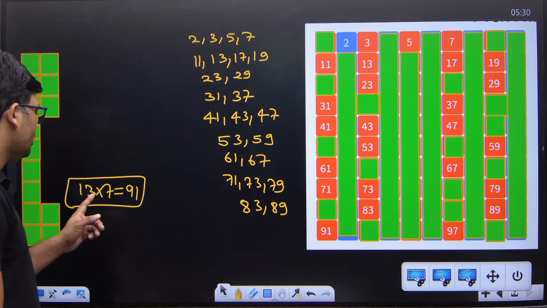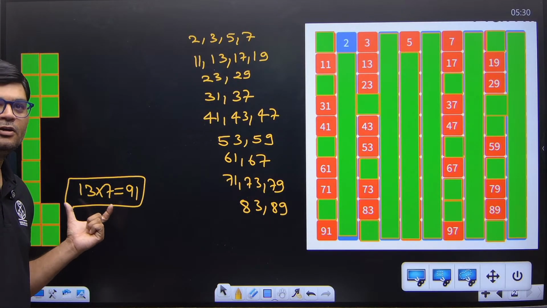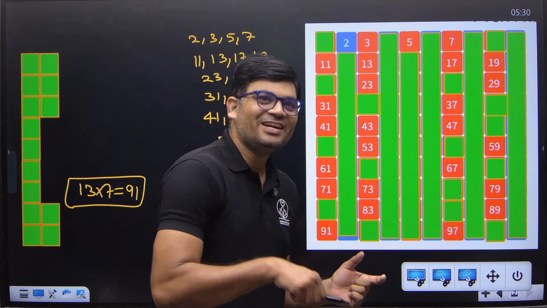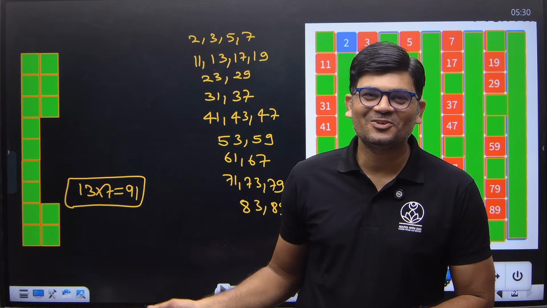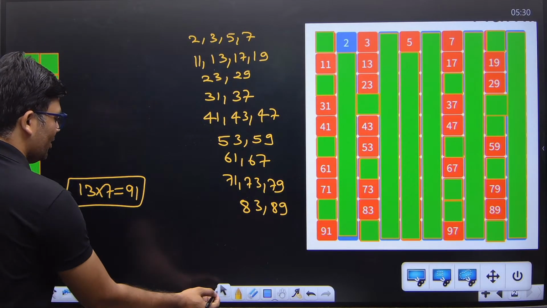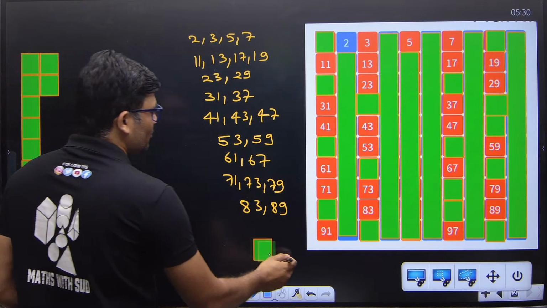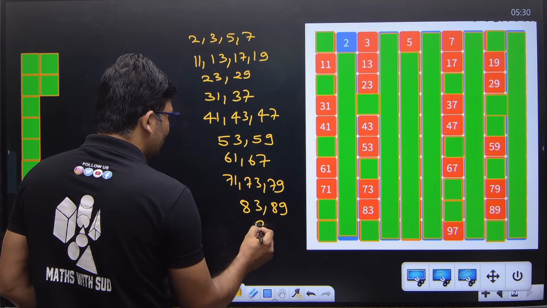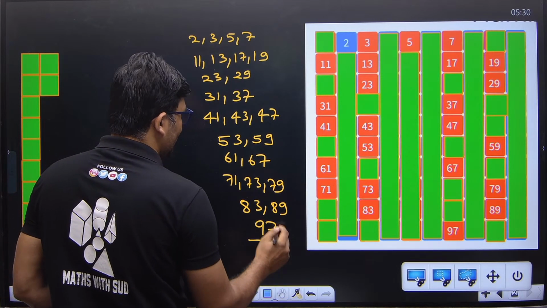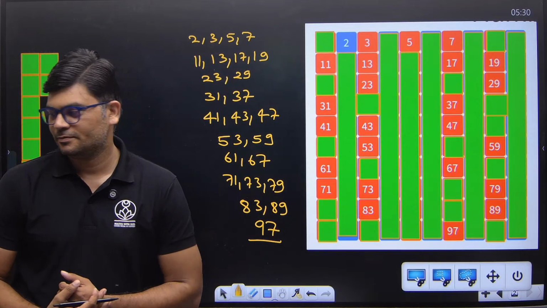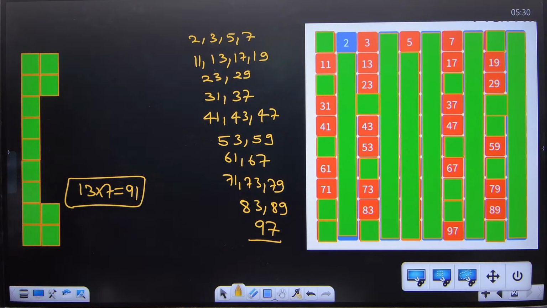See, I made you write this in the beginning itself when we started, and then also you forgot. This 91 is also divisible by 7. So it looks like a prime number, but it is not a prime number anymore. So the only prime number in the last row is 97. Please write it down. Write down all the prime numbers. These are 25 prime numbers. Yeah, I wrote.